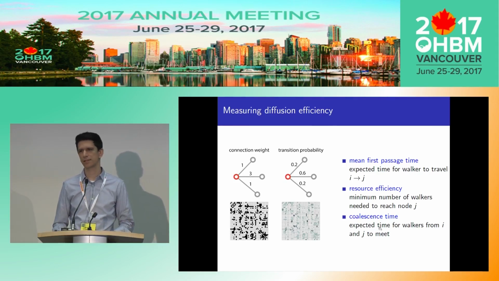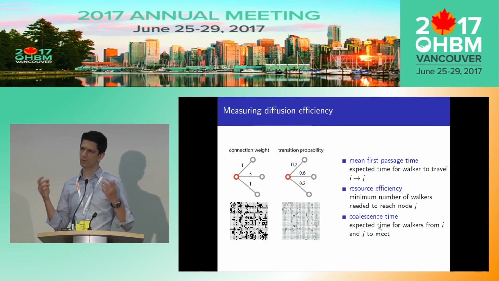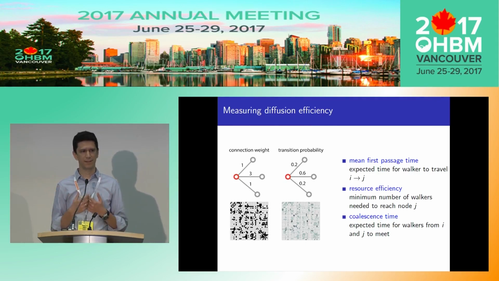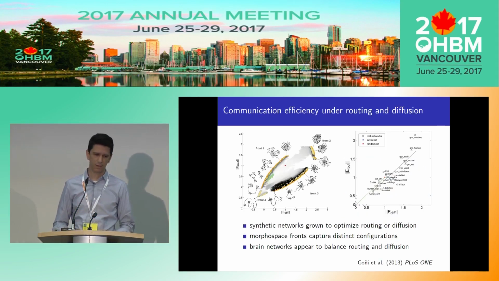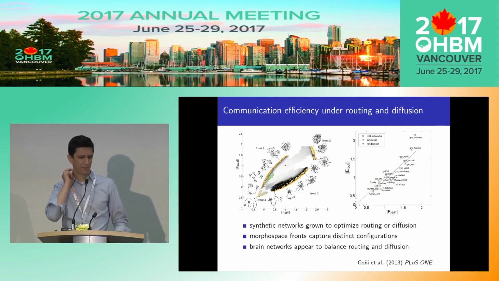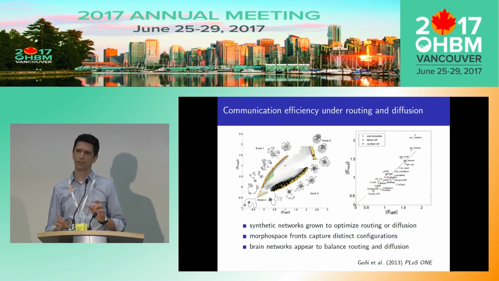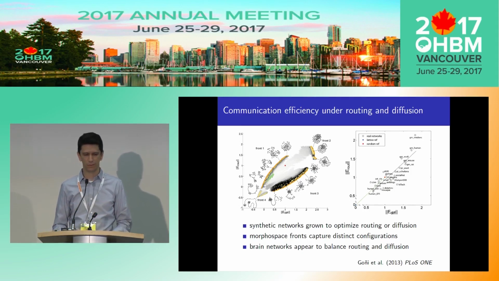You can also ask questions like, if I start two random walkers, so say two signals, like an auditory signal and a visual signal, what is the expected time at which they'll meet along the network? What is the coalescence time for these two random walkers? So this is a really nice example of how these sorts of processes, especially shortest path routing and diffusion, can interact and use different features of the network to operate.